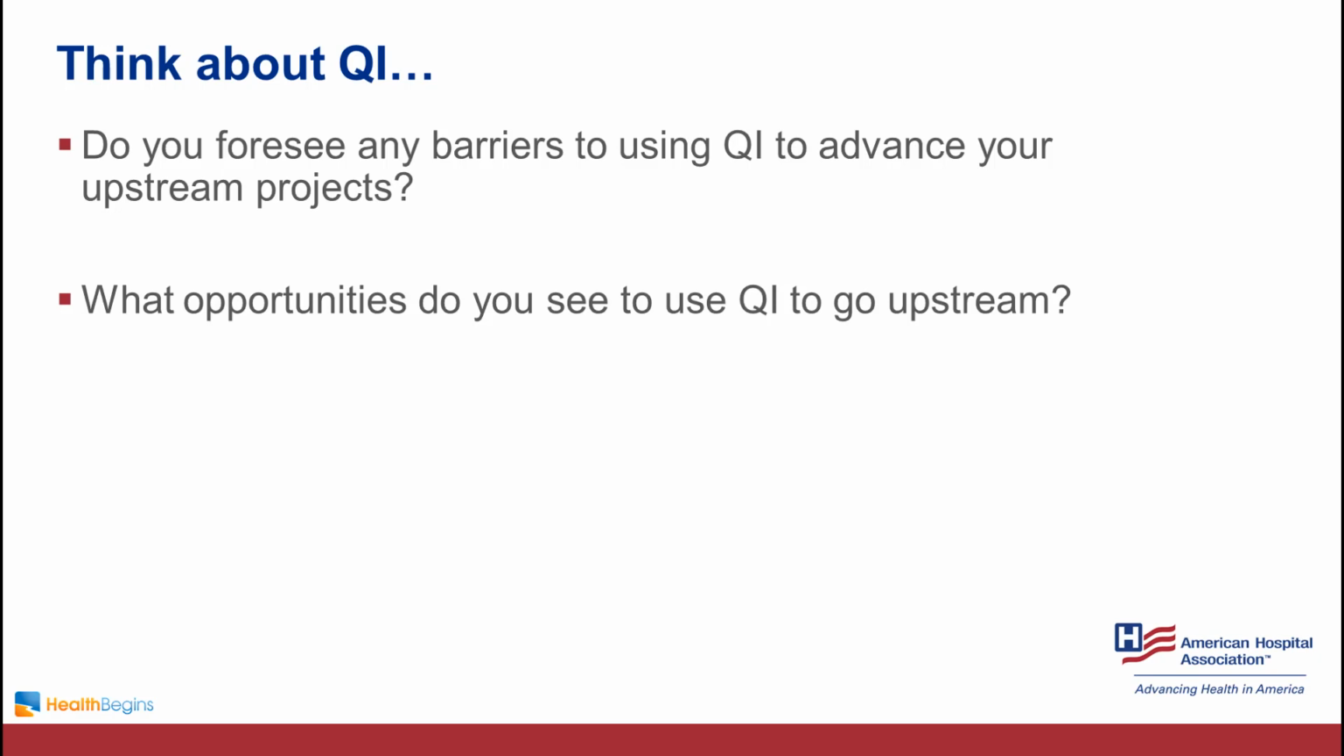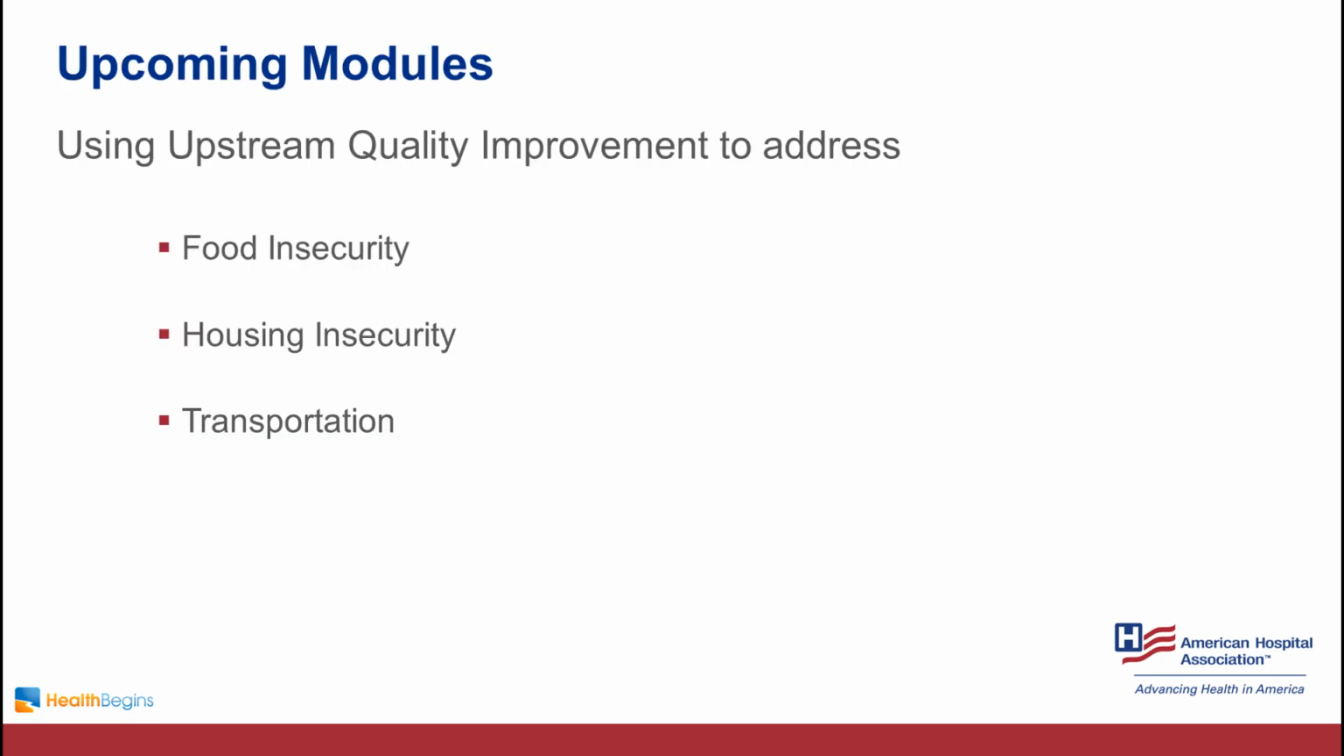And as you do so, stay tuned for the upcoming modules that we have in this series. We're going to be focusing in a deeper way on how upstream quality improvement can help address food insecurity, housing insecurity, and transportation. And our hope is that each one of these modules, as part of this overall AHA conversation on social determinants of health, can be a helpful resource as you, as a physician leader in your own care team, in your own hospital, and in your community, learn how to address social determinants and achieve that quadruple aim.